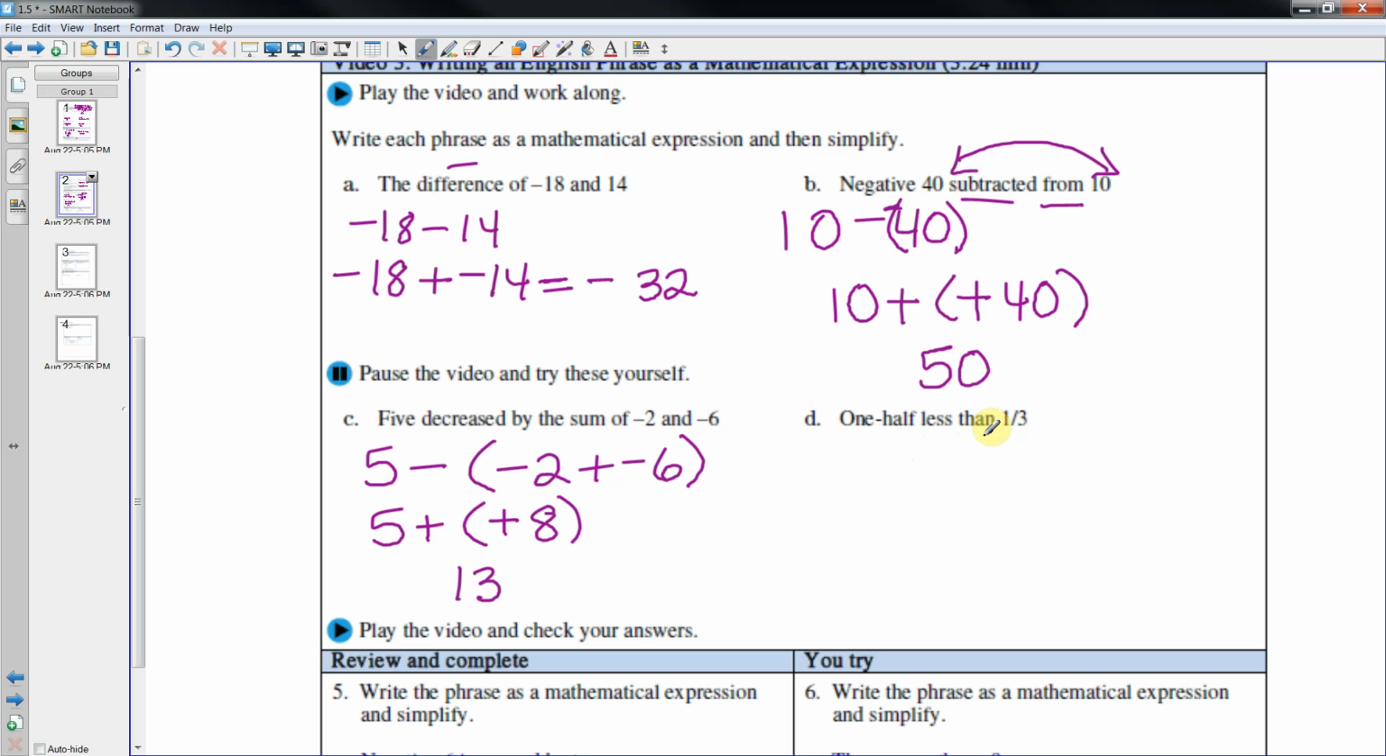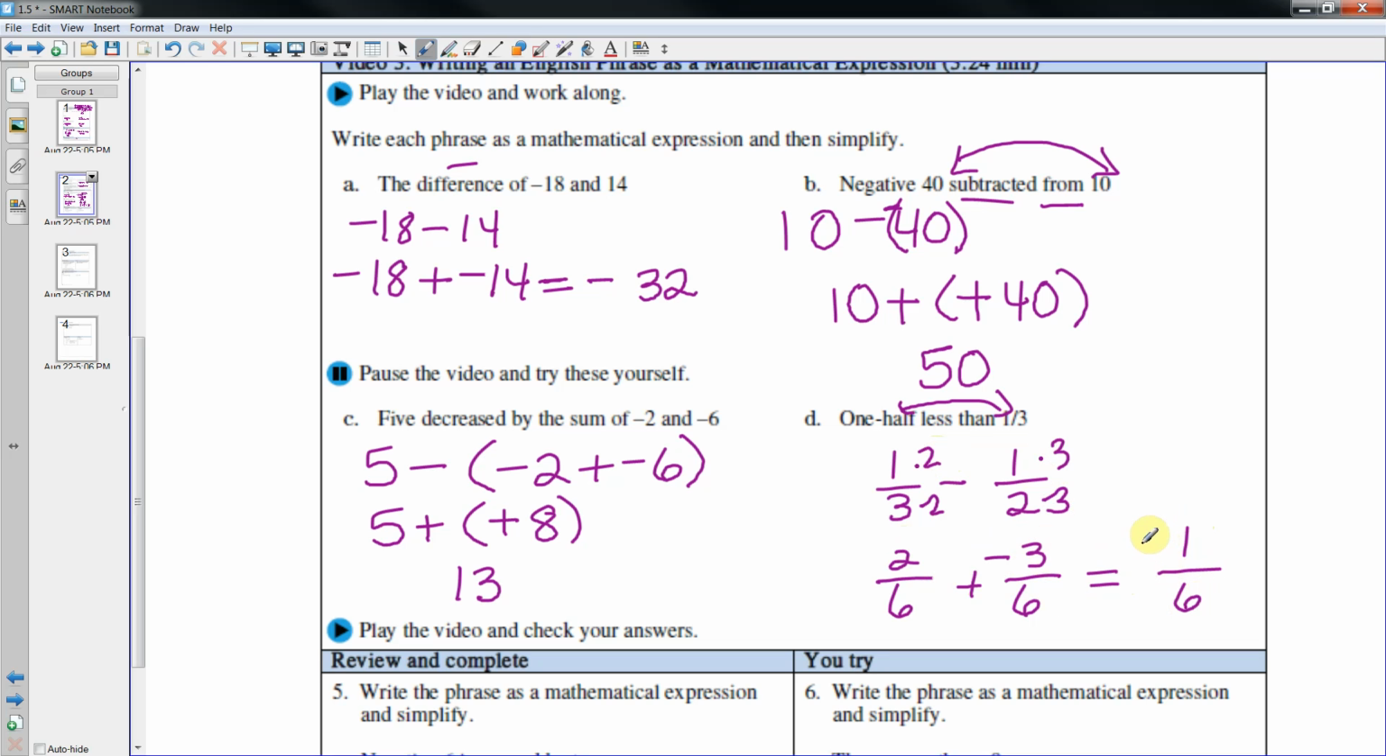1/2 less than 1/3. Less than, change the order. So 1/3 minus 1/2. The common denominator is going to be a 6. 3 times 2 is 6. 1 times 2 is 2. 2 times 3 is 6. 1 times 3 is 3. So that's 2/6 plus a negative 3/6. They're opposite signs, so subtract. 3 minus 2 is 1. The 3 is larger, so I end up with negative 1/6.